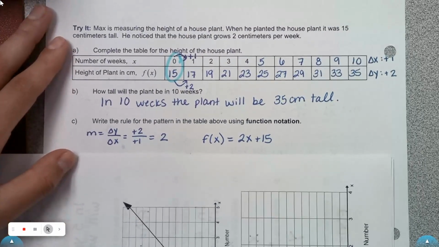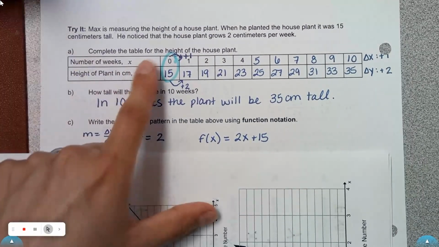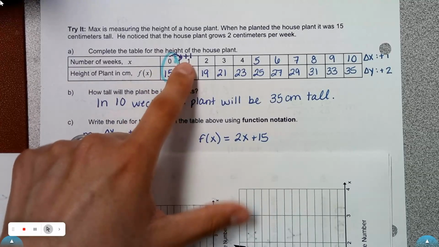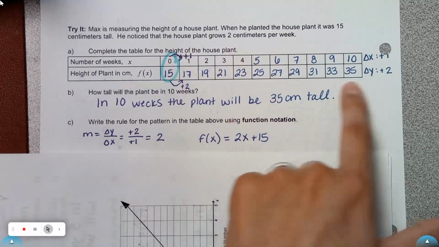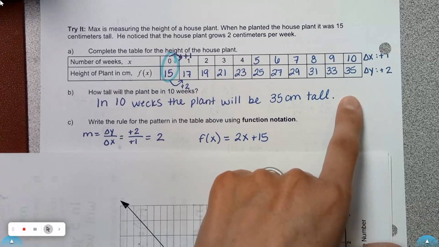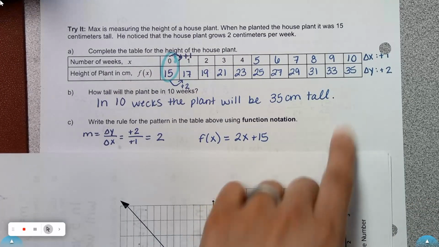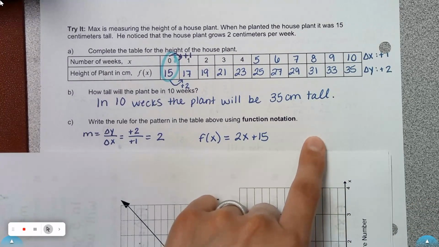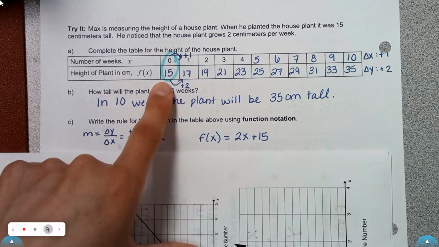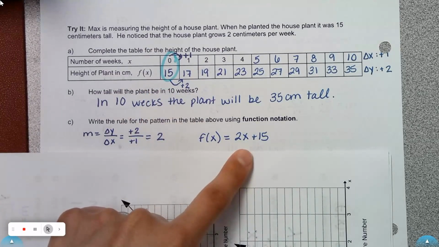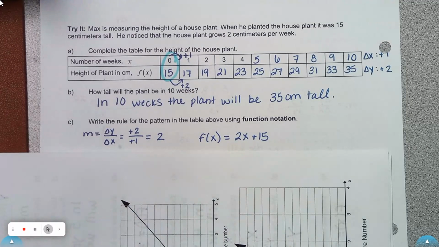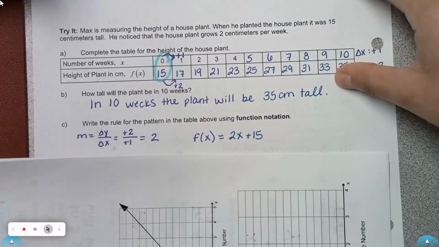Here is what you should have gotten. So you know that the plant starts at 15 centimeters and it's growing 2 centimeters tall every week. So the top is +1, the bottom is +2. Then you can figure out how tall it'll be in 10 weeks. And then you can write your equation in function notation. So here's how you identify your slope. Your start is where x equals 0, and then here's your final equation. Okay, perfect. I'm going to skip to 2.3 now.